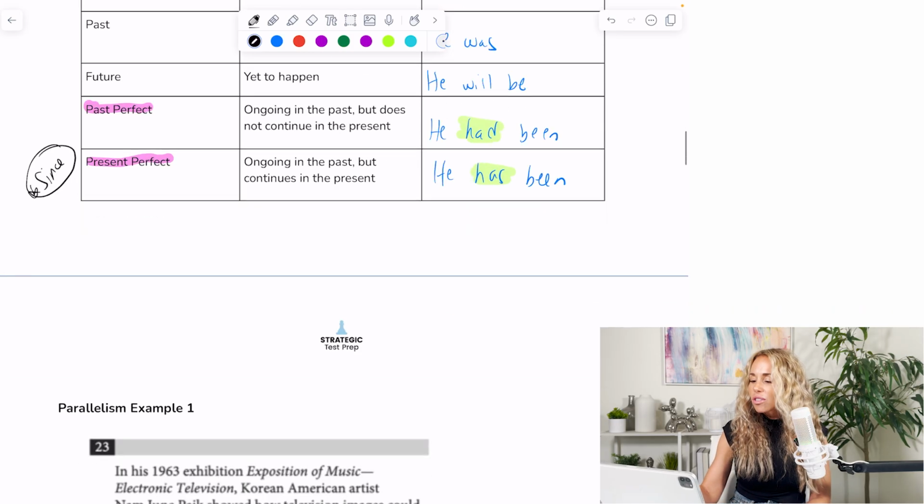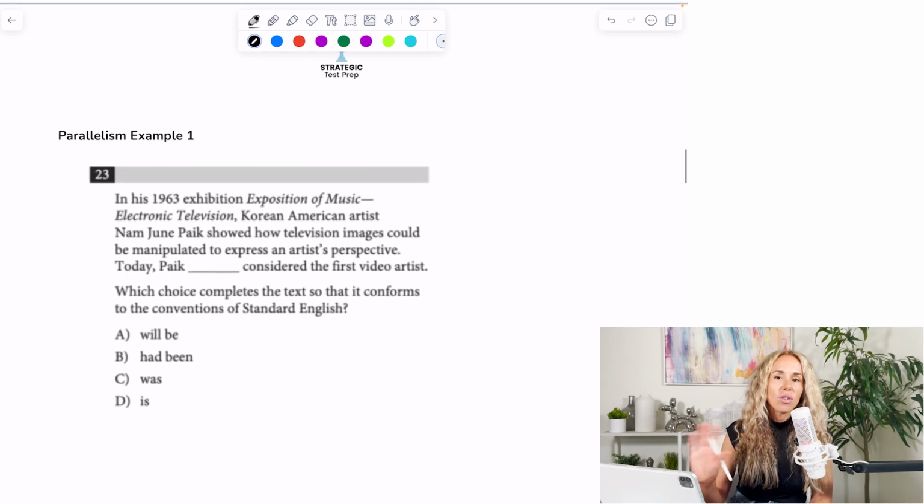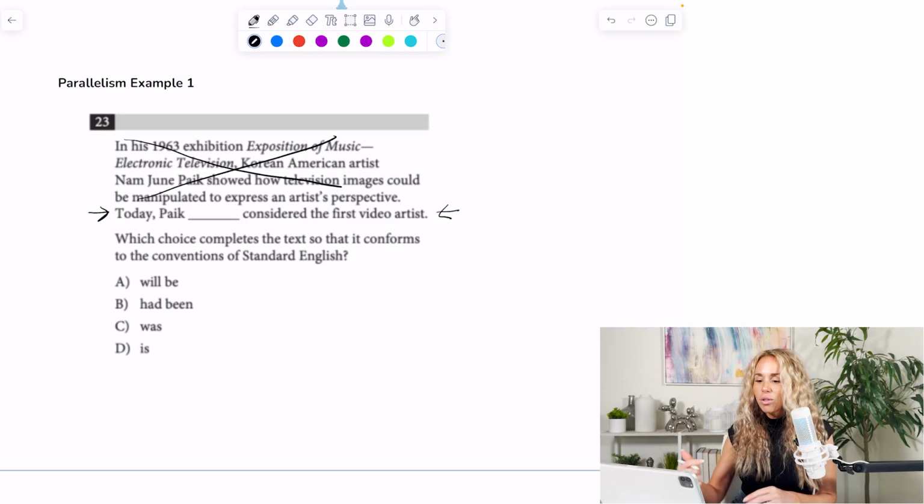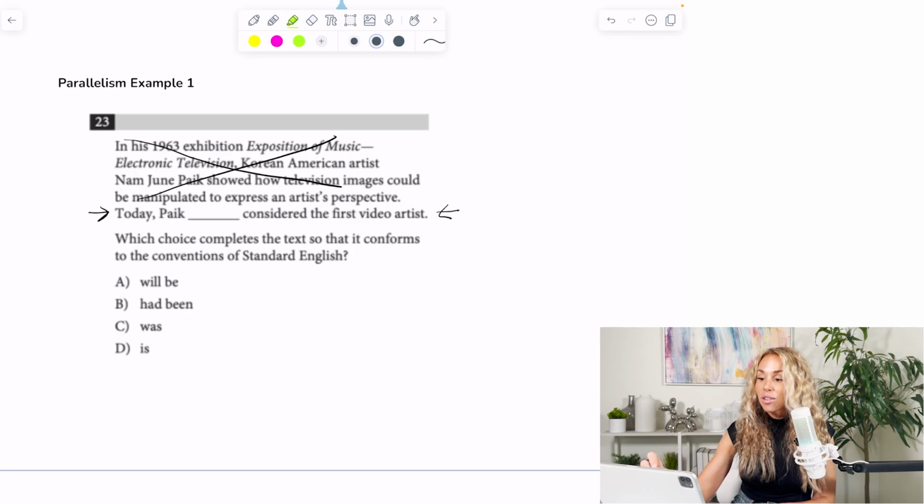So let's just do a couple examples so you can get a sense of how to tackle this. As you can see, the blank isn't until down here. We're not going to read all of this because this is a grammar question. We don't really need context. What we're going to do now is recognize there's a modifier here that says "today."